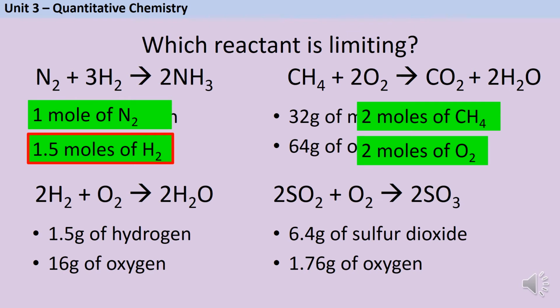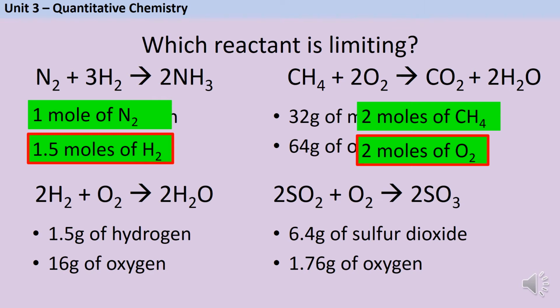So there's the same number of moles of each of them, but if I look at my symbol equation, I need twice as much oxygen as methane. So actually 1 mole of methane would react with 2 moles of oxygen. And so actually the methane is in excess and the oxygen is limiting. Pause the video and have a go at doing the other 2 yourself.